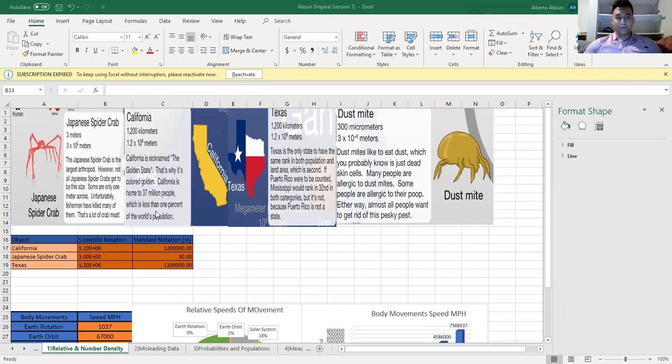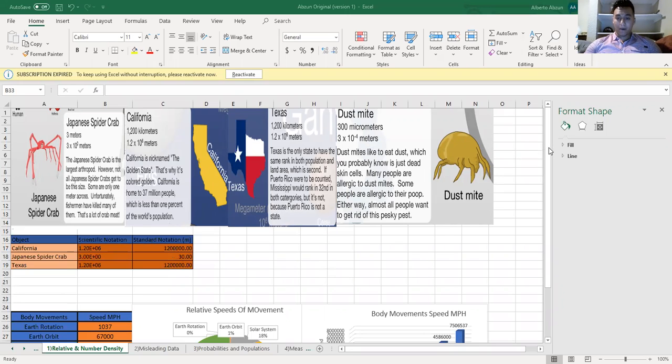So we got 3 objects here, Japanese spider crab and 2 states. Here on the right, you can see that I put it in standard notation, and on the left, we have scientific notation. So for an example of California, this is the standard notation here, and as you can see, it has a lot of zeros. So what the scientific notation is doing is eliminating those zeros. So we would write it as 1.20 to the sixth power, and that e plus is showing that it's positive. E minus can show up as well if the number is negative, and what that is saying is that the number is smaller than 1.